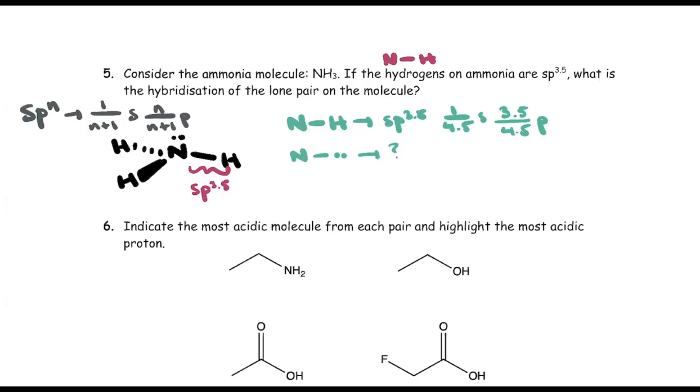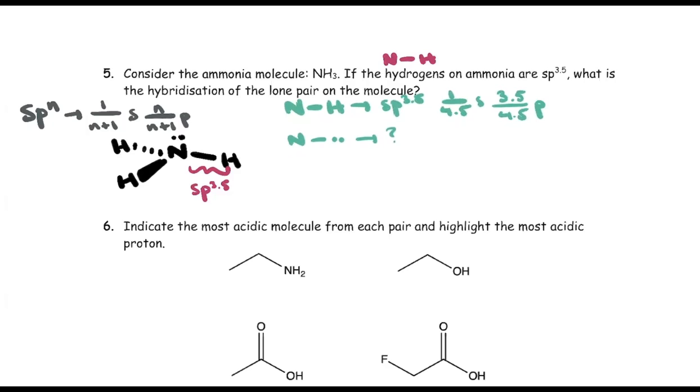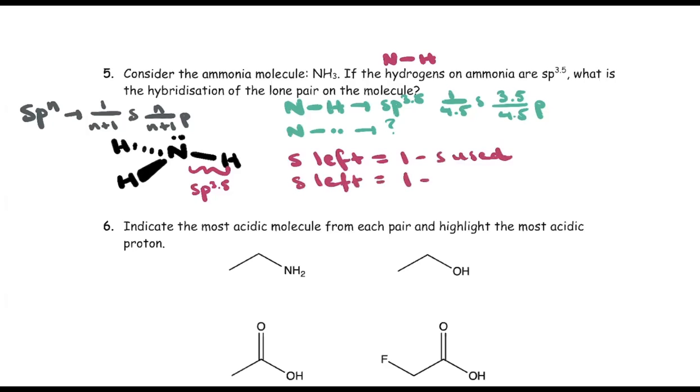So what I want to start off by finding out is how much s character I have already used for all of these, or rather how much s I have remaining. That's calculated by doing 1 minus s used. So the s character that you've used is going to be 1 over 4.5 times 3.